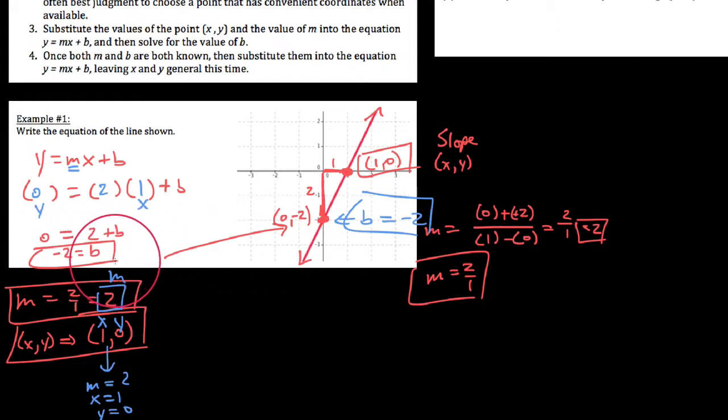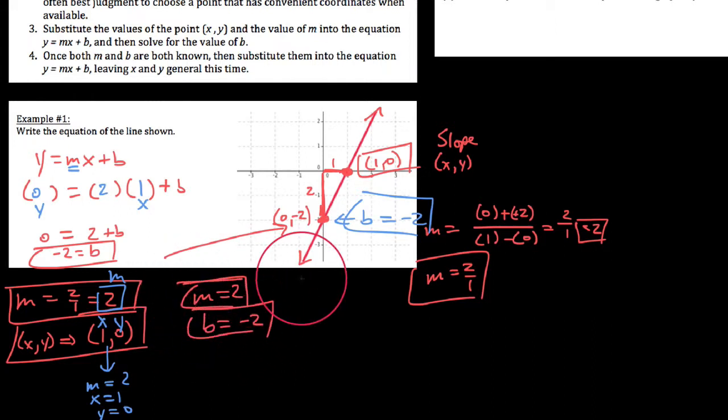But we say, now I know b. So in this case, I know m is 2, and I know b is negative 2. I'm going to put a big box around these. And the reason why is because when I look at step 4, it says once both m and b are known, then we can substitute them into the equation y equals mx plus b, leaving x and y general.